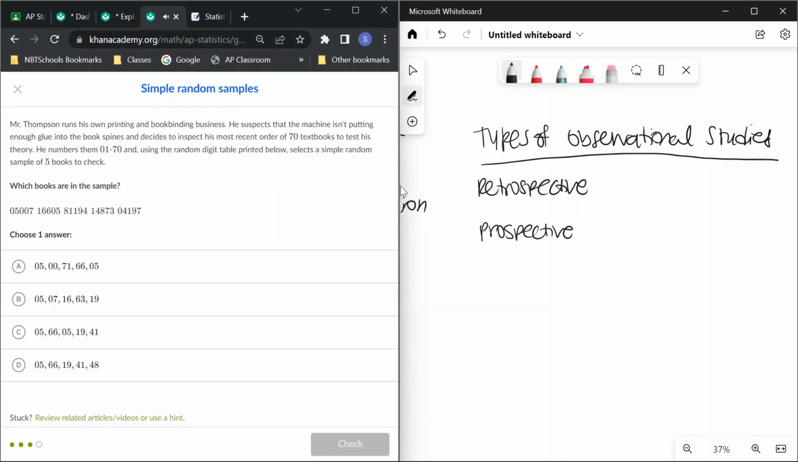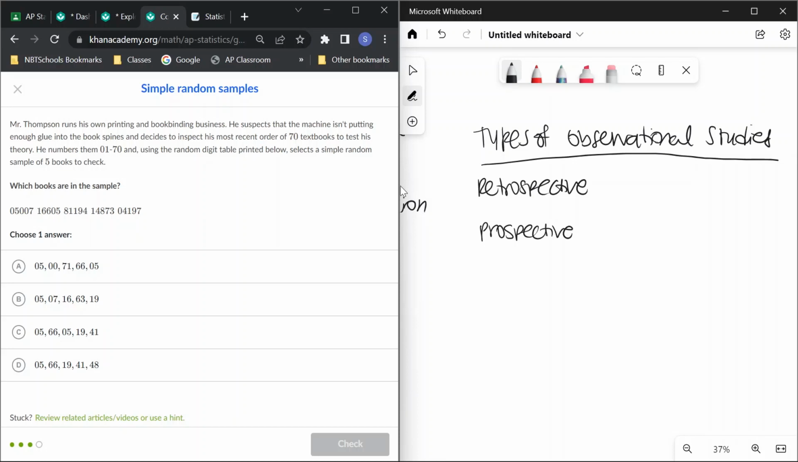Okay, this one is about printing and book writing, where the machine isn't putting enough glue into the book. Oh, I remember this problem. It's crazy, I think this is the one I researched. 70 textbooks to study his theory. He numbered them 0 to 170. There's 5 books. Okay, 5. So it's 0, 5, 0, 5, 0, 5.